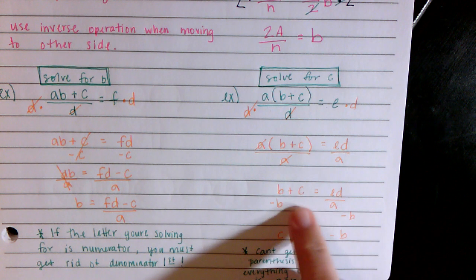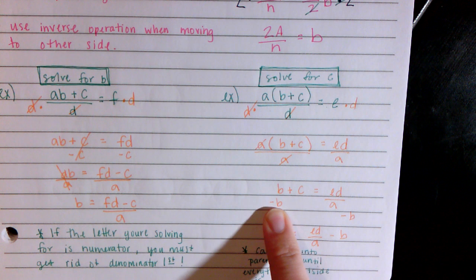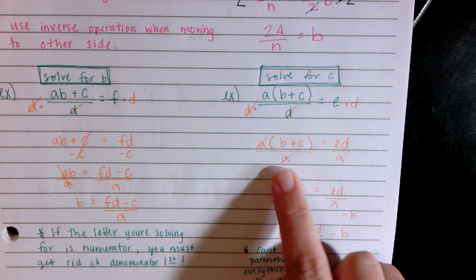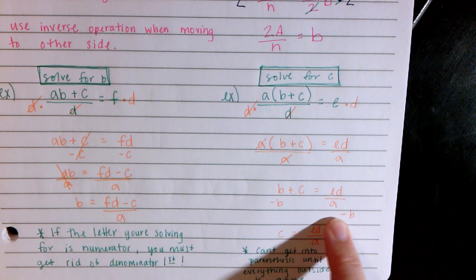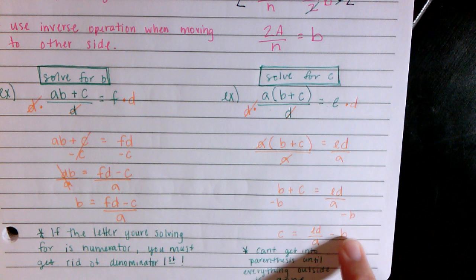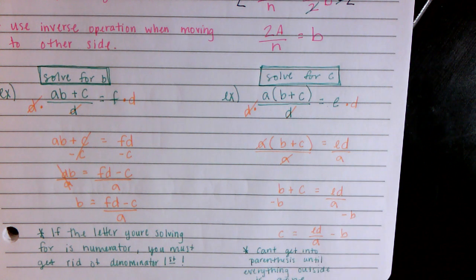And now if I'm trying to get C by itself, what's the opposite of just B? Negative B. So if I have a B and then I subtract a B, I have nothing. I have 0. So that's gone, but you have to do it to the other side, minus B. And because there's no other B here, there's no other like terms, I just write it out beside it. So C equals E times D divided by A minus B.